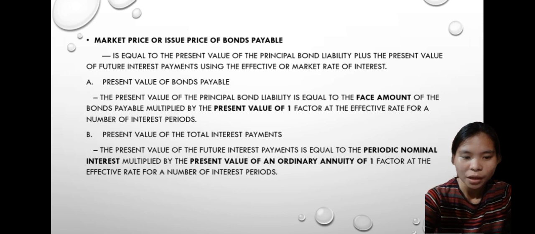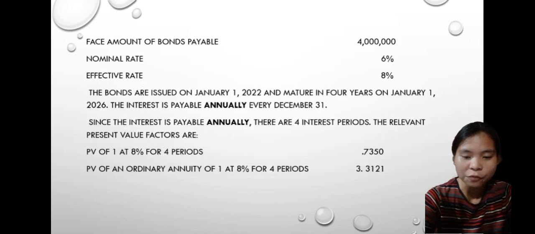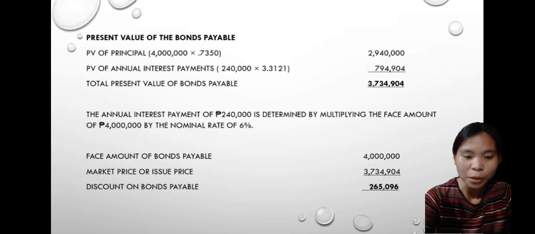So this is the example. The face amount of bonds payable is 4 million, the nominal rate is 6%, and the effective rate is 8%. The bonds are issued on January 1, 2022 and mature in 4 years, on January 1, 2026. The interest is payable annually every December 31. Since the interest is payable annually, there are 4 interest periods. The relevant present value factors are: PV of 1 at 8% for 4 periods is 0.7350, and PV of OA of 1 at 8% for 4 periods is 3.3121.